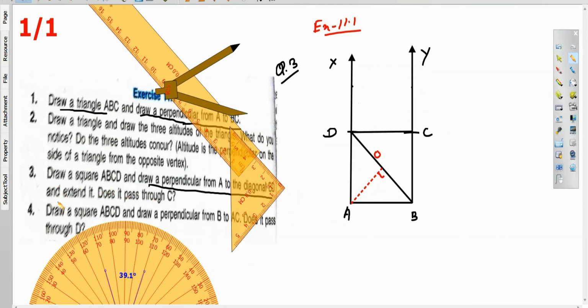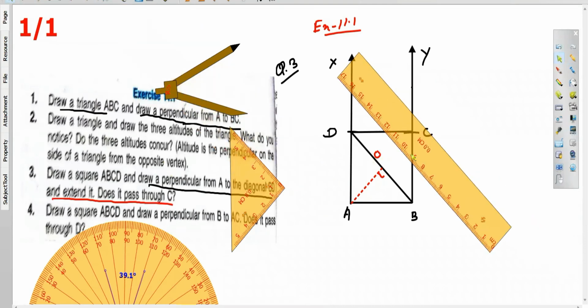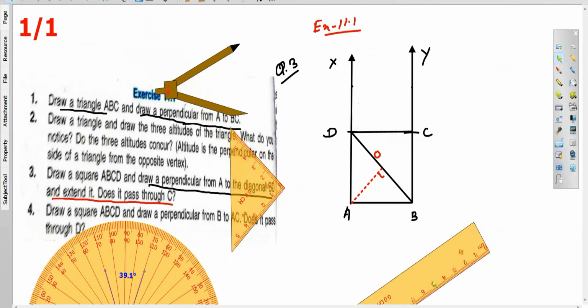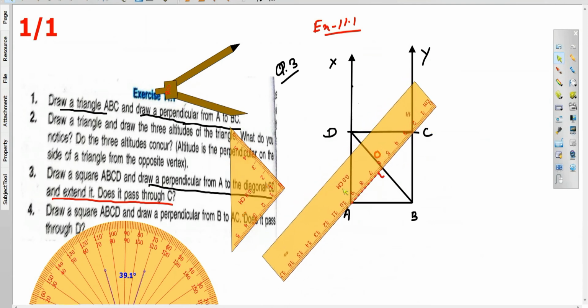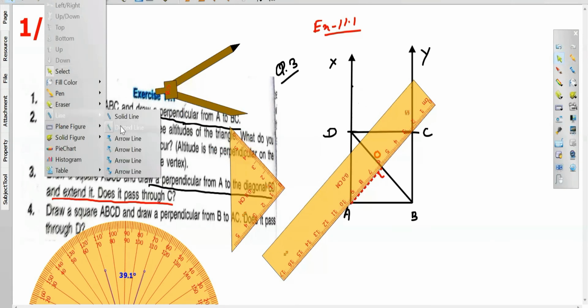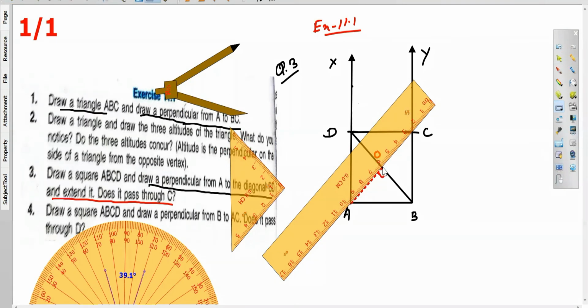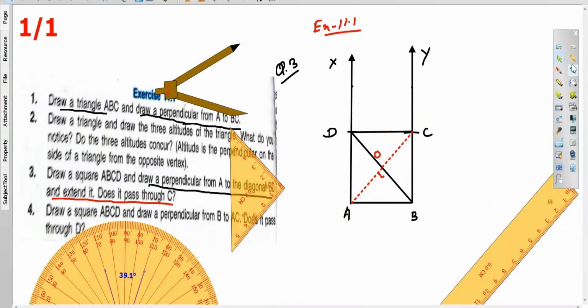Now the question is asking, on extending, does it pass through C? So let's check this also by extending it. When we extend it, will it pass through vertex C or not? For that you need to put a scale on it. We have put the scale. After putting the scale, extend it. Now as we extend it, you will observe that it exactly passes through C. Can you see that? It is exactly passing through the vertex C.